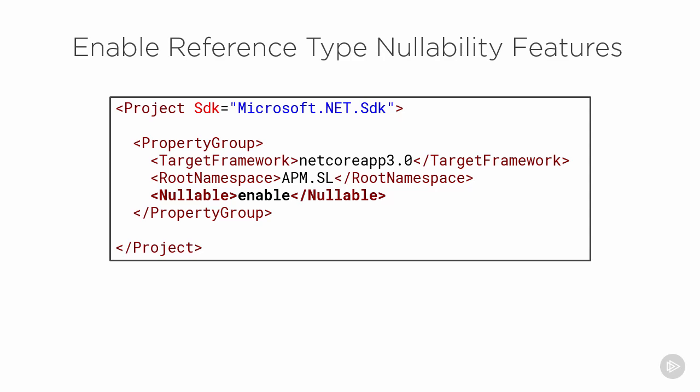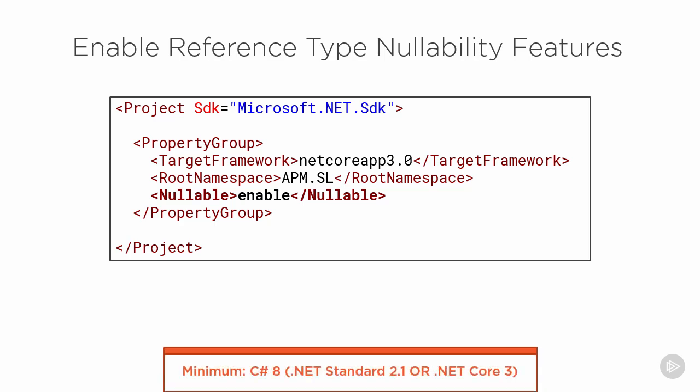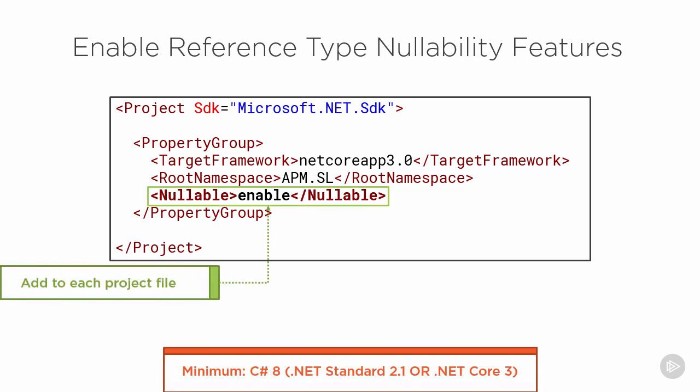To get the compiler's help with reference type null handling, enable reference type nullability. This feature is only available in C# 8 or higher. In each project file, add the nullable element and set it to enable.